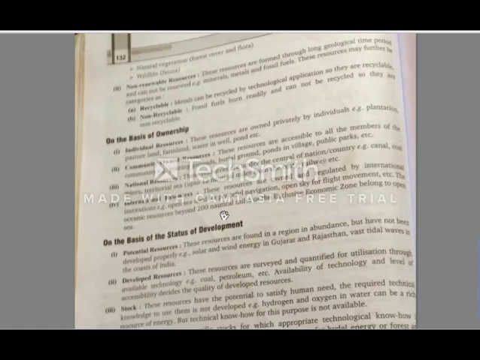Okay, it's very useful for us. It will be considered as international resources. Okay, now next point.